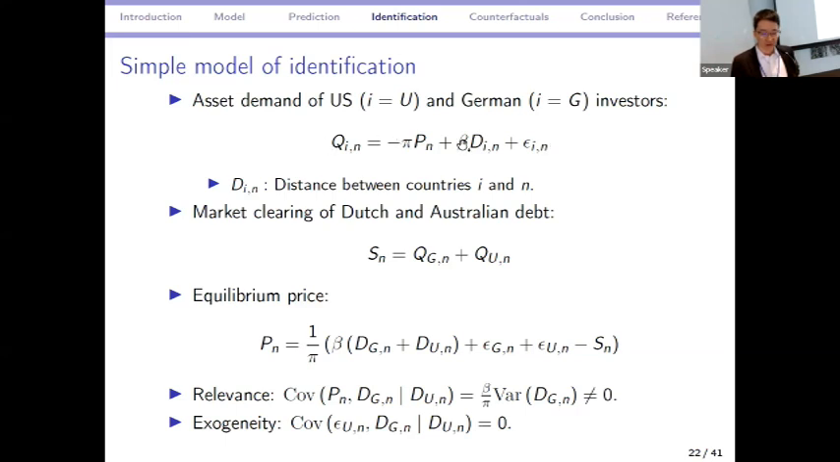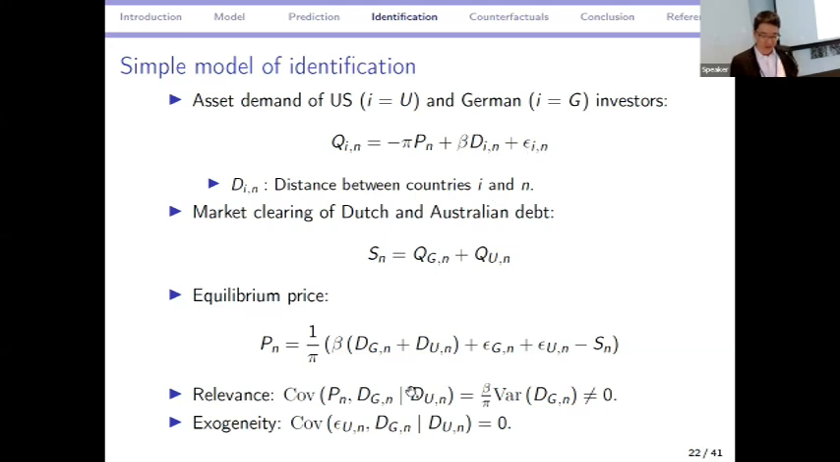You can run this regression in OLS, but unfortunately, the OLS estimator is going to be biased. Why? Well, P is an equilibrium price that depends on the latent demand of US investors here, right? So there's a mechanical correlation between epsilon here and epsilon here. So that's the endogeneity problem. So you need something that affects the price that's not correlated to US investors' demand.